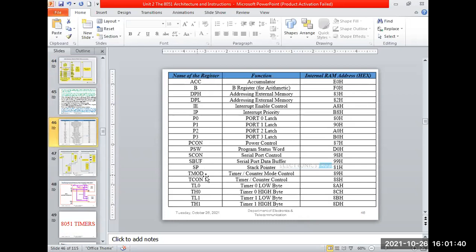Here is the T mod, the timer control and the Tcon. So I am using all these registers. All these registers are internally at certain locations. So I'm configuring this and using it in the program.